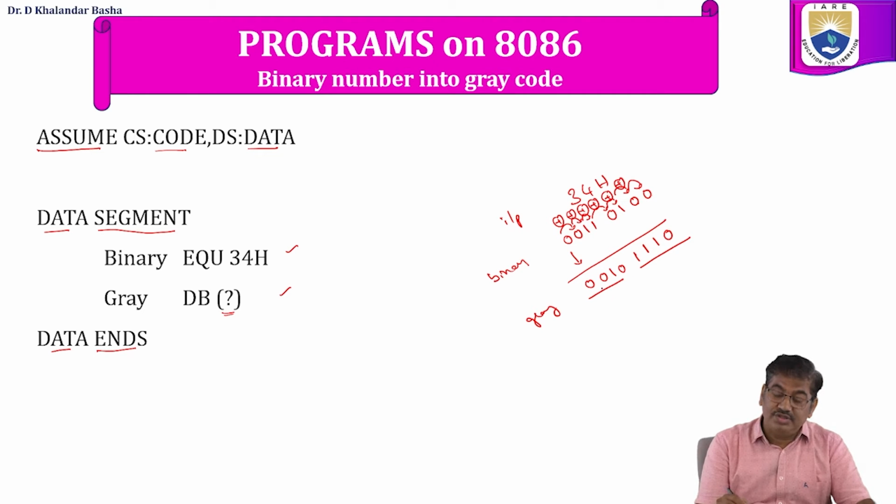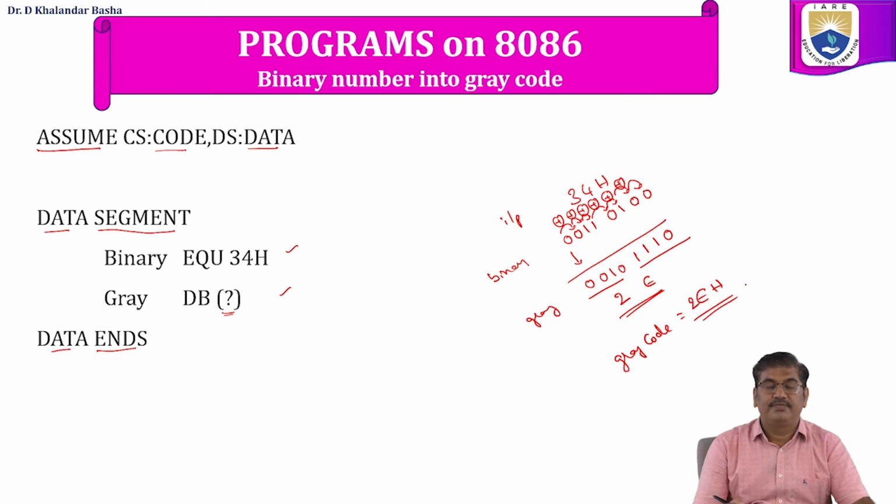So the gray code value 0010 is 2, and 1110 is equivalent to E. So the gray code equivalent for the given input 34H is 2EH. That we can say after executing the program, in this memory location.